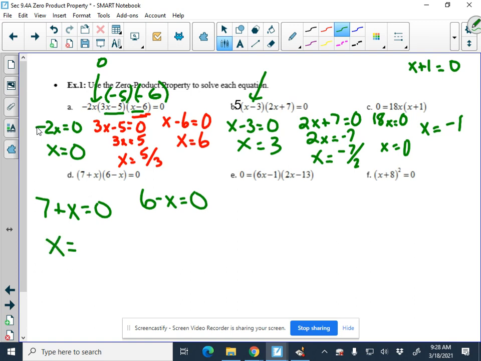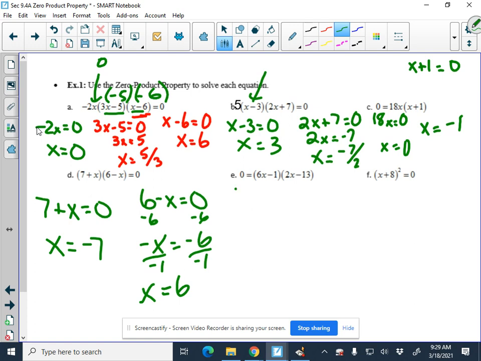What's this one? Negative 7, because you subtract 7. And that makes sense. If I put negative 7, 7 plus negative 7, 0. This one, I'm going to subtract 6. I get negative 6. Then I divide by negative 1, or change the signs. X is 6. Oh, that makes sense. 6 minus 6 is 0. What you're really looking for is what makes one of those factors equal 0.